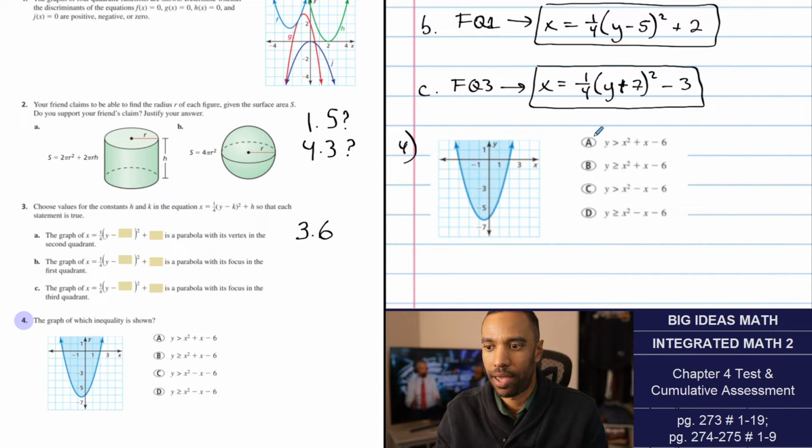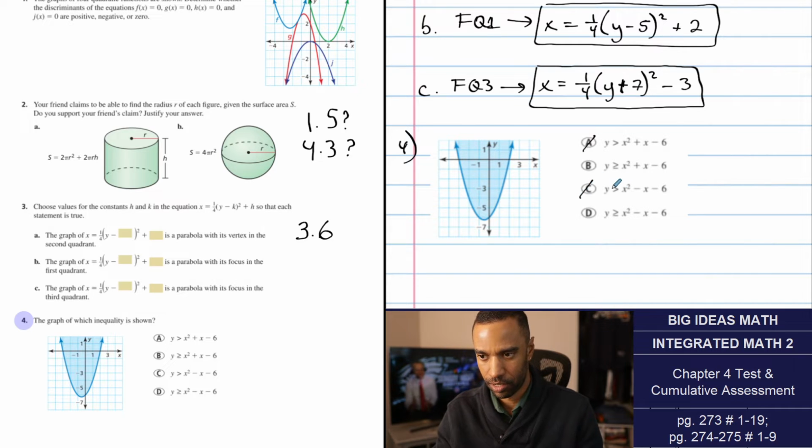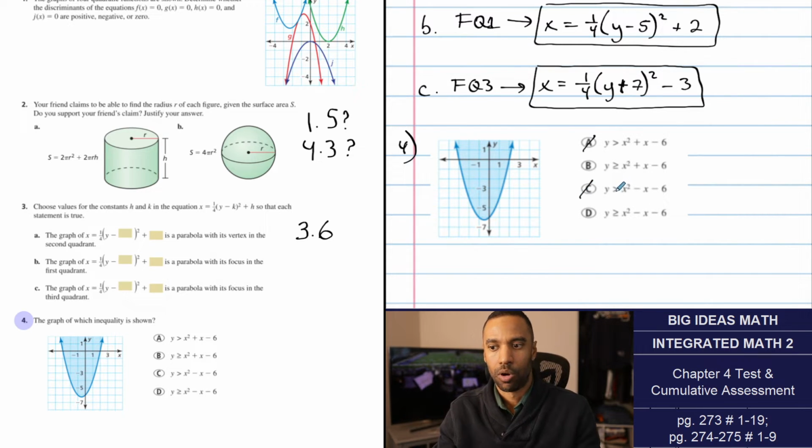Okay, I'm going to rule out A and C because they have only greater than, not greater than or equal to. Those would have been dotted lines.